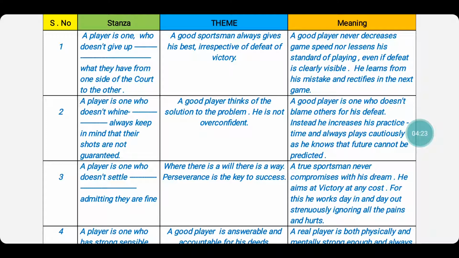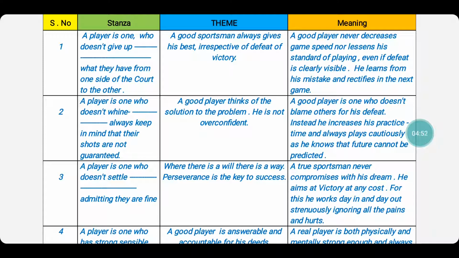On to the second stanza. A player is one who doesn't whine about their playtime because a player knows it's an unacceptable crime. A player is one who practices game speed, always keeping in mind that their shots are not guaranteed. So here we can look at the meaning, what this stanza exactly means.